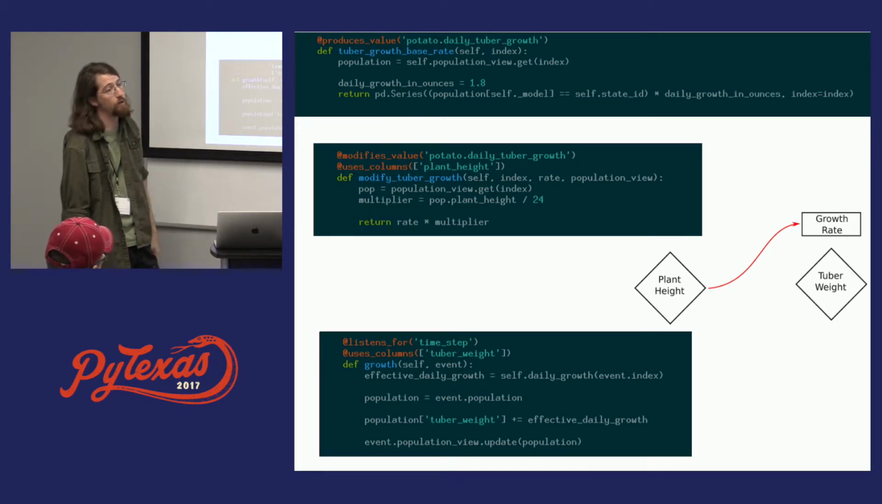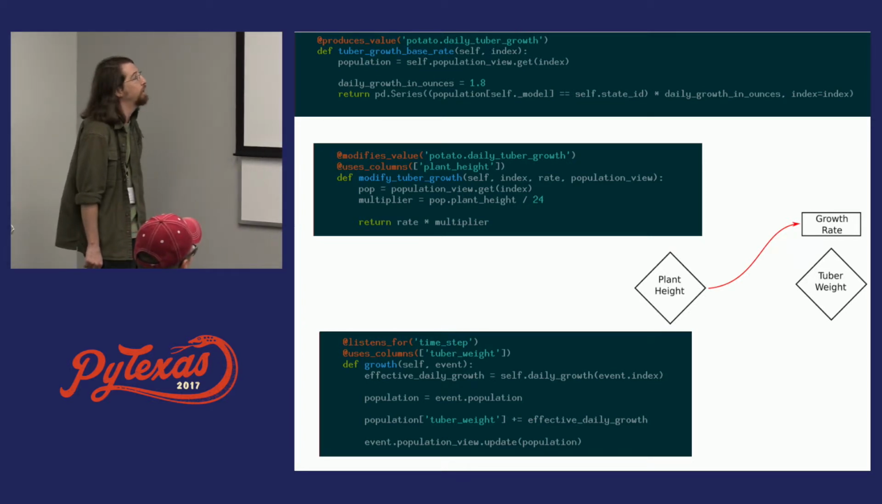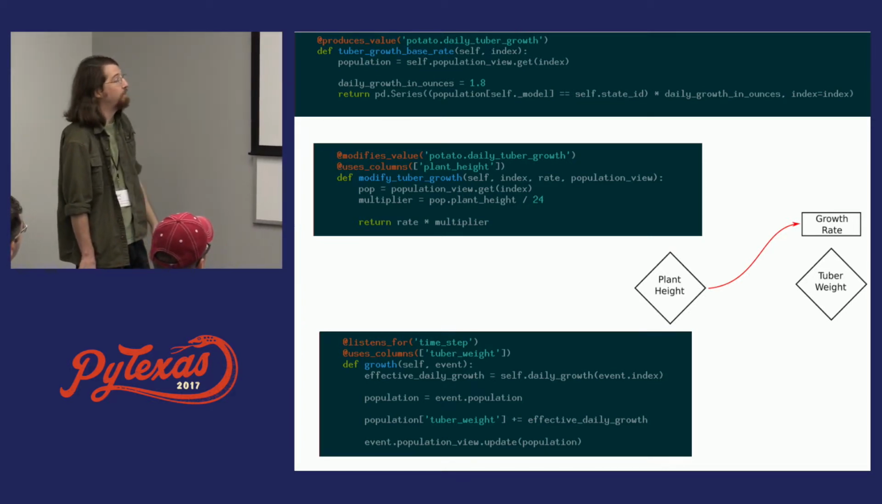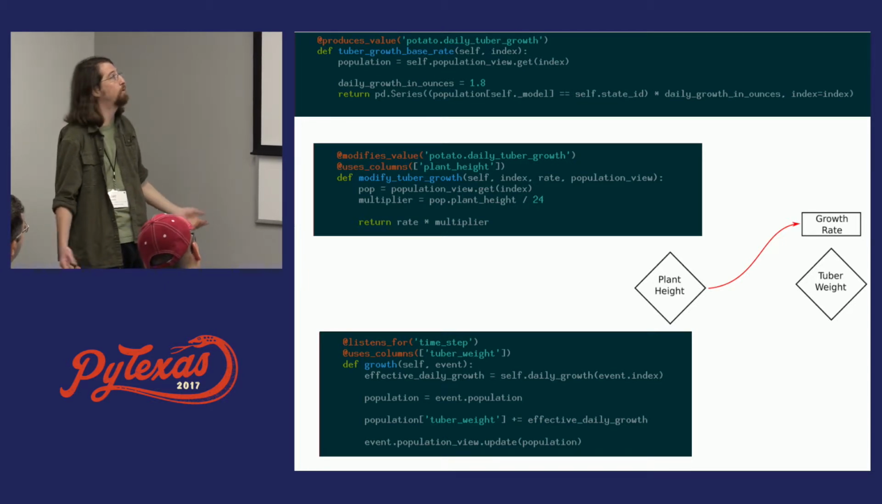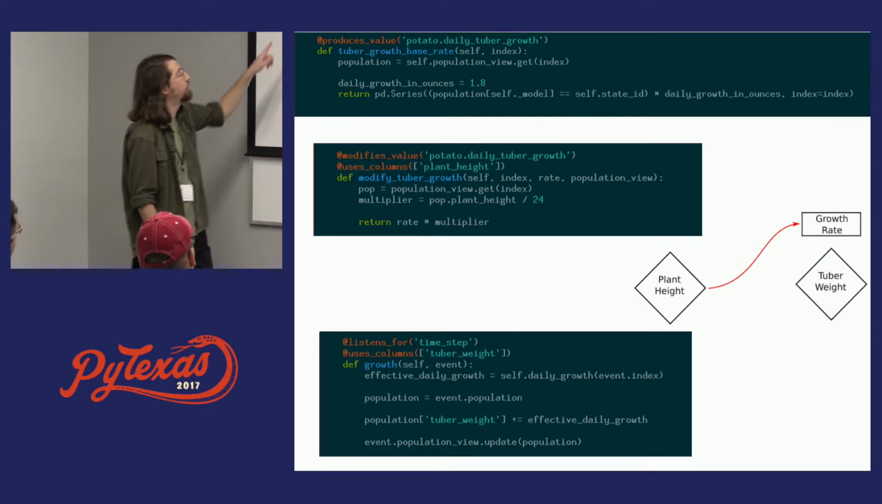If you're less than that, you're growing at some fraction of full growth. And so I just give that as a multiplier to my rate. So if I'm 4 feet tall, I'm a huge potato plant, I'm going to grow twice as fast. I'm going to grow tubers twice as fast. If I'm a tiny little potato plant with hardly any leaves at all, I'm going to grow at a tiny fraction of my size. And so that's what this says.